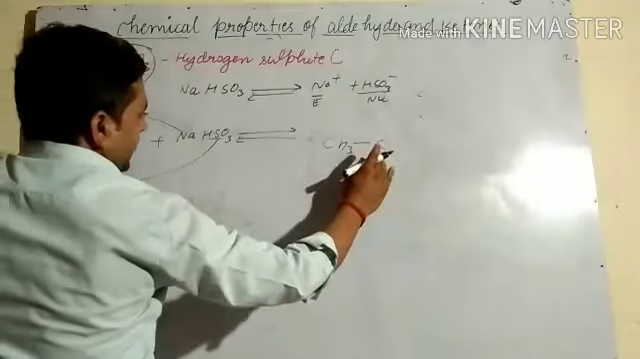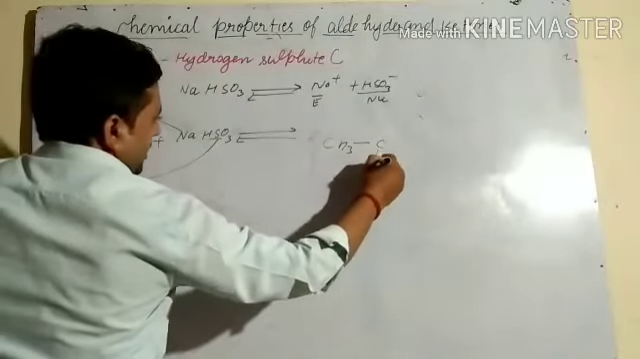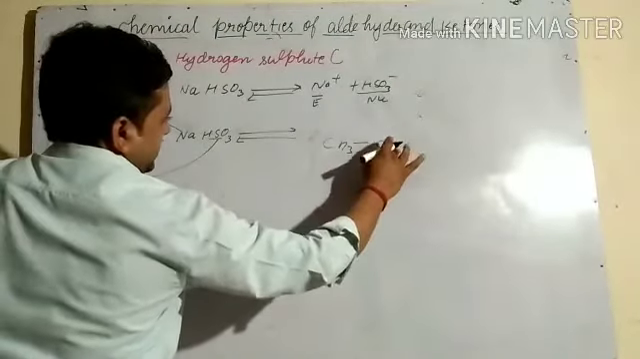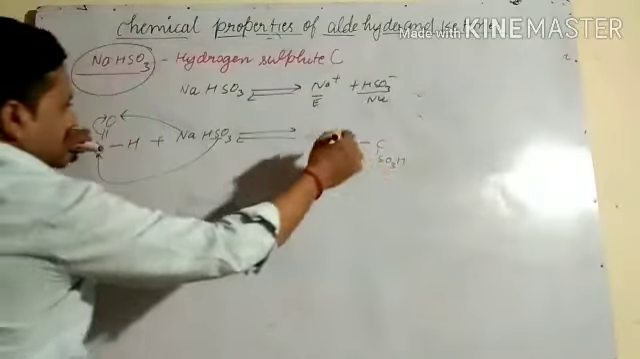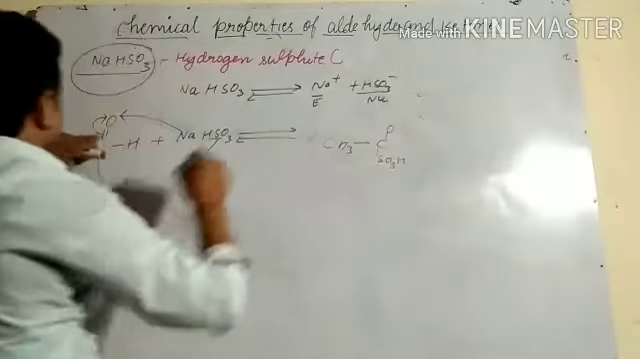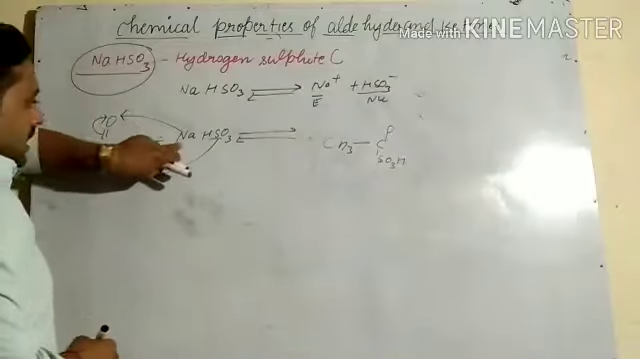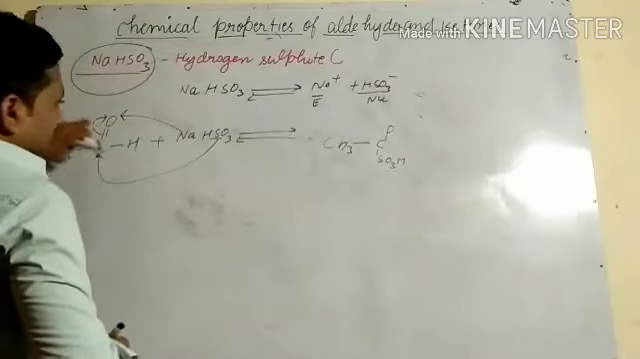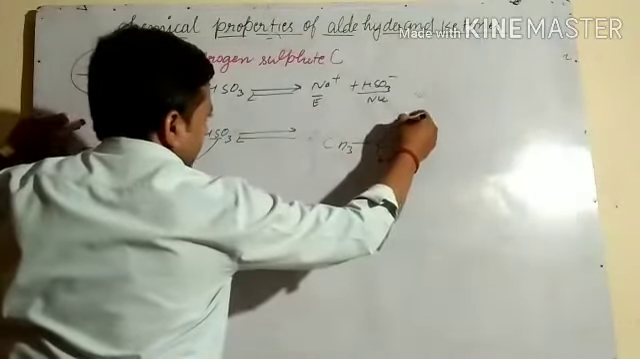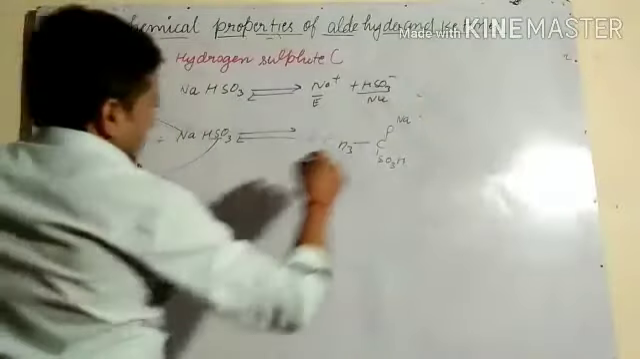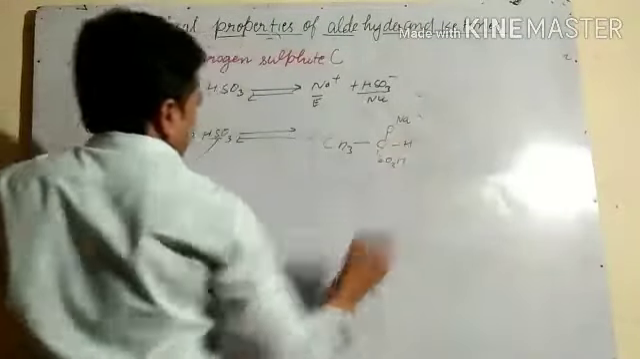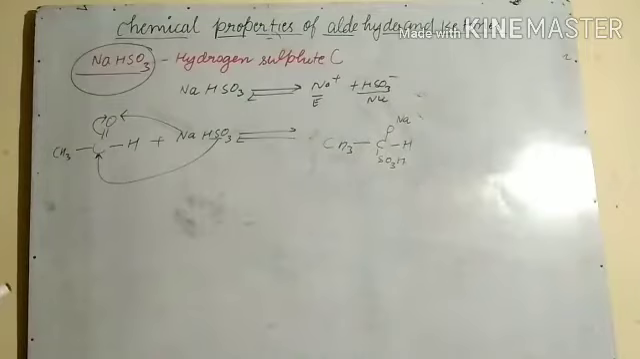We can write like this, SO3H, and this one will sit that side and this goes to that. So Na and H. Okay, that we got the product. That is the product.